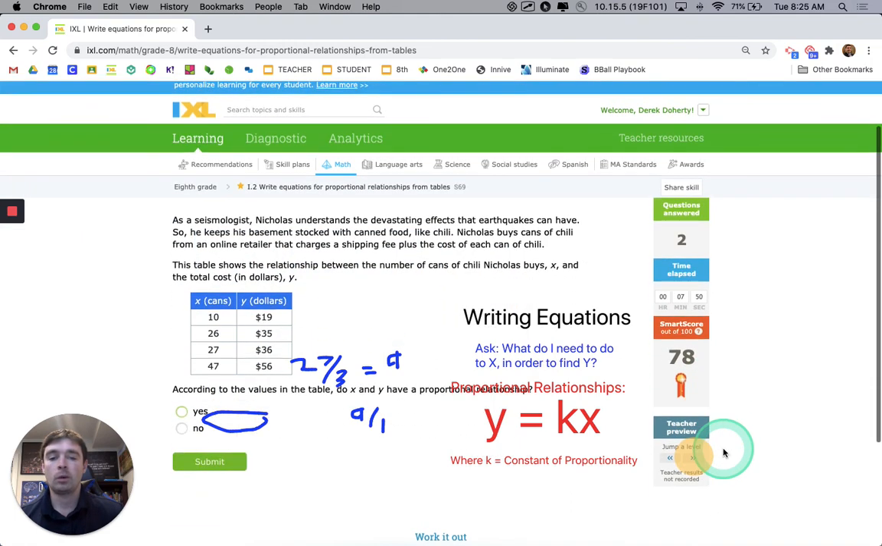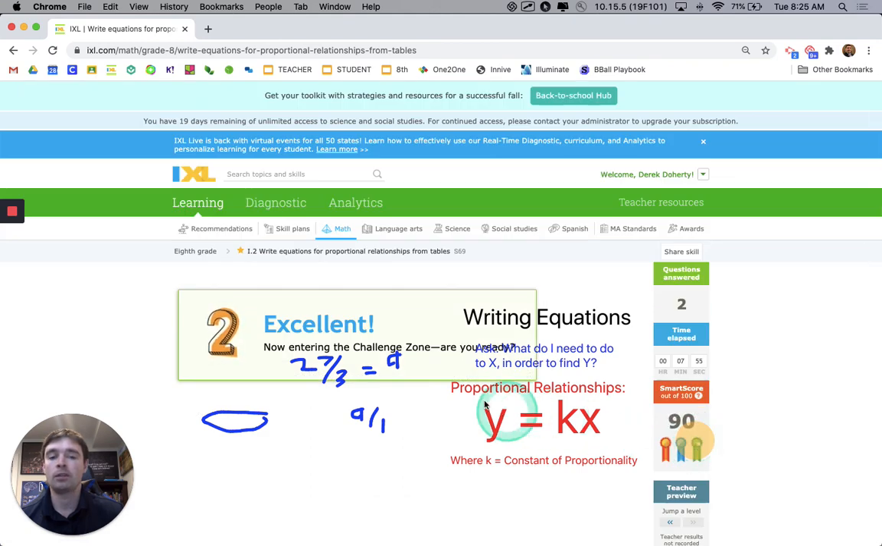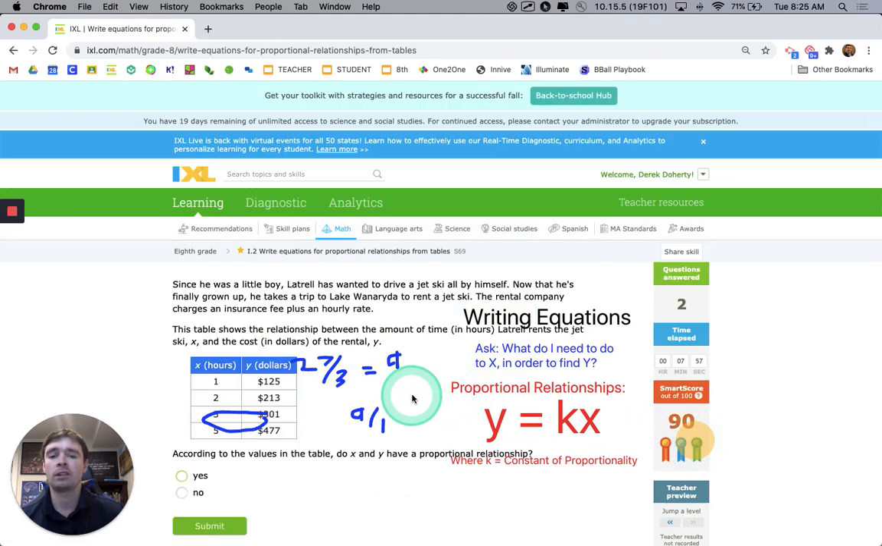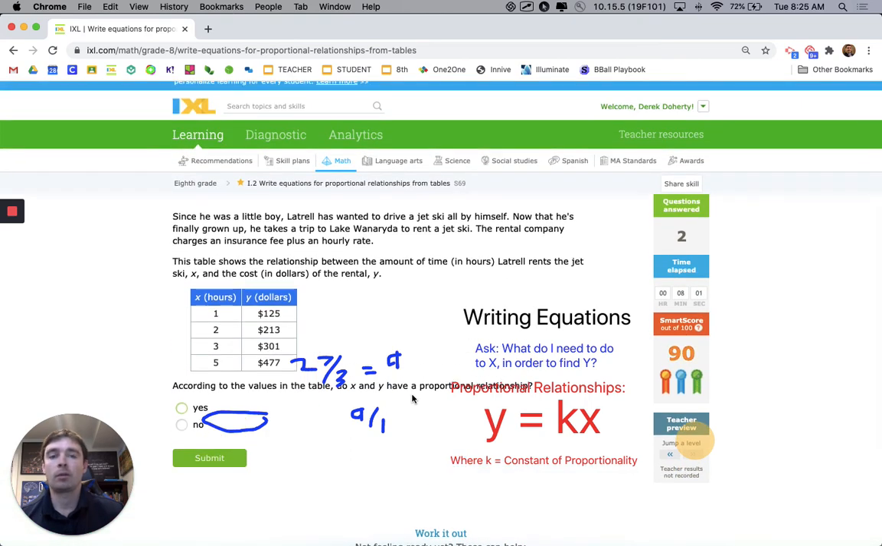Towards the more difficult ones, they might give you ones that are not proportional. So that's an example there. I want to keep moving. If we get to the challenge zone, I assume they're going to give us, nope, same situation in the challenge zone. Just run through, figure out if it's proportional or not, and then if it is proportional, they'll have you write an equation.